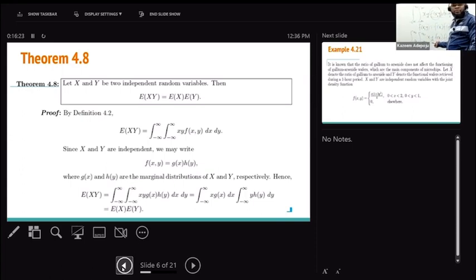Then I can collect like terms. I can do the integral from negative infinity to infinity of x f of x dx, and the integral from negative infinity to infinity of y f of y dy. What is this? This is the expected value of X. This is the expected value of Y. That's what we mean.